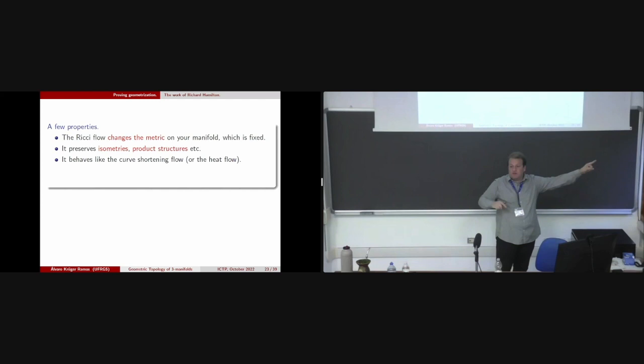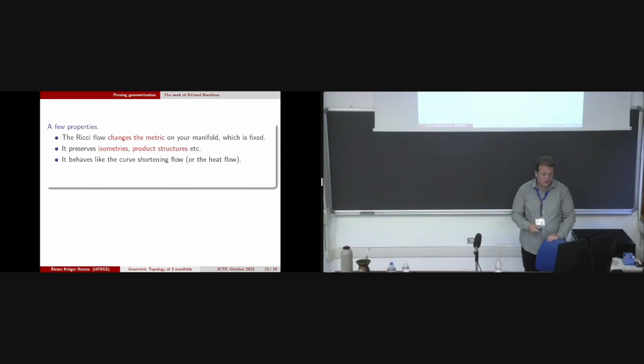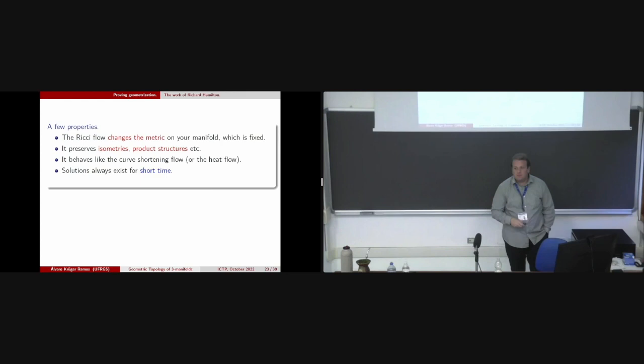That was the first slide of Hamilton. That's why he is looking at the Ricci flow, because it behaves like the curve shortening flow, and that's good. It will become more clear why in a few seconds. So solutions exist for a short time. Hamilton proved that for any initial data, you have short time solutions, and you have uniqueness of solutions. But singularities can happen at finite time. We've seen two examples of that.